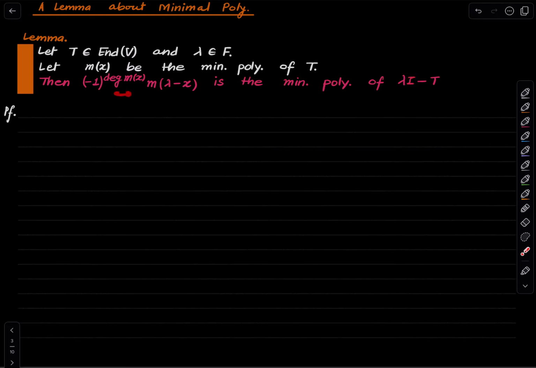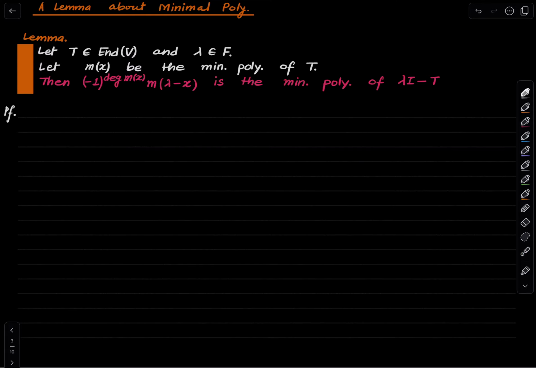Here this is just a sign term to make this monic forcefully. If m has even degree, then this was already monic, and this is a 1. But if m has odd degree, then this is not a monic polynomial. The leading coefficient will be minus 1. But this will take care of it and make it forcefully monic. So this is just an adjustment to make the thing monic. And so we will be showing that the minimal polynomial of the translated thing is the translation of the minimal polynomial. That's the sort of thing that we are going to prove. And it's a very simple proof. You should do this yourself.